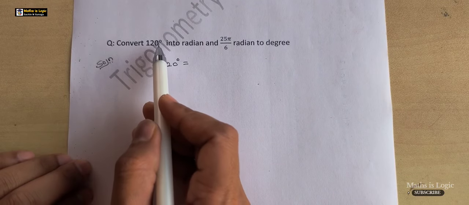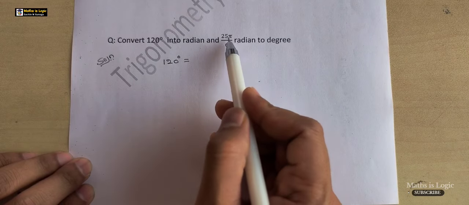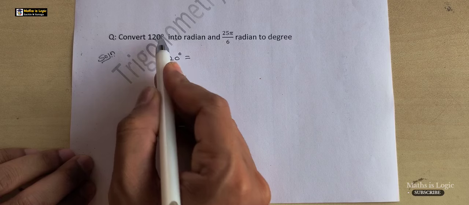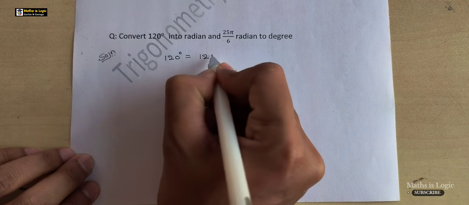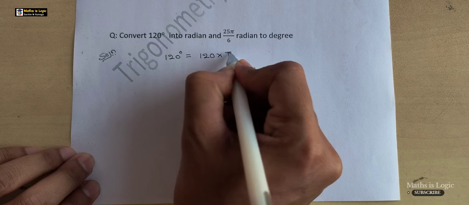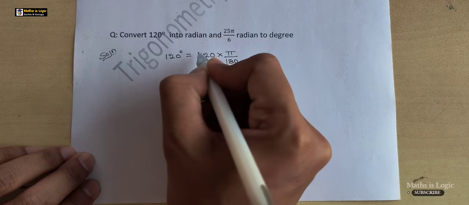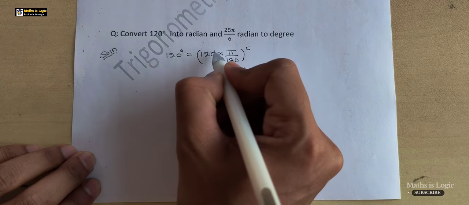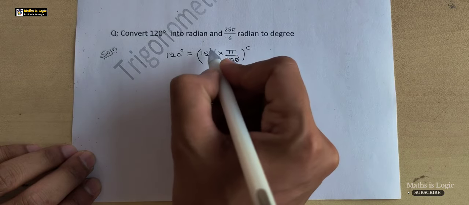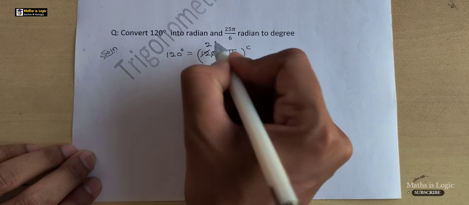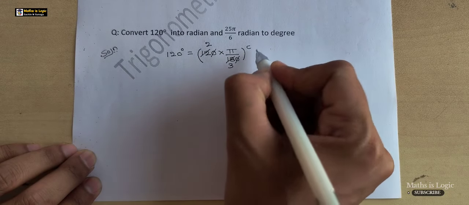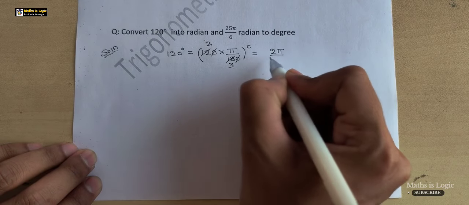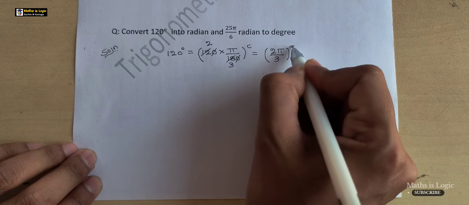Next, convert 120 degree into radian and 25 pi divided by 6 radian into degree. So take first 120. So what to do for this? 120 multiply by pi divided by 180. That time it will convert into radian. You can cancel here 0 and 0. 6 2s are 12, 6 3s are 18. Therefore what is the remaining value? 2 pi divided by 3 radian.